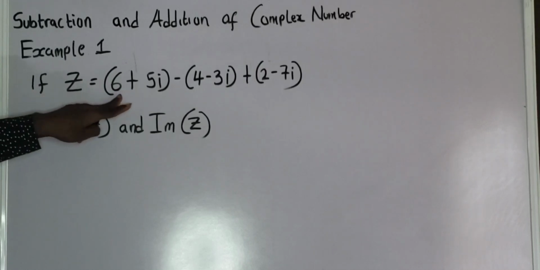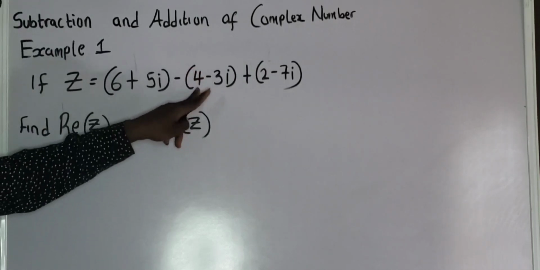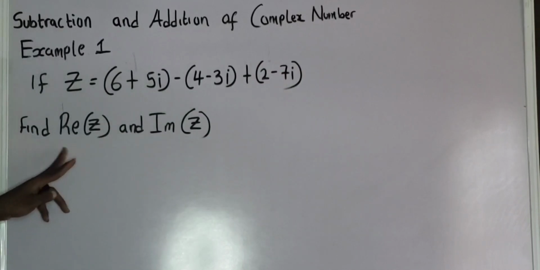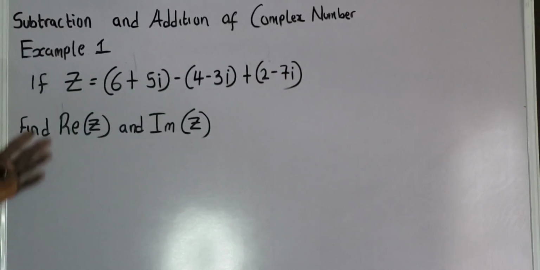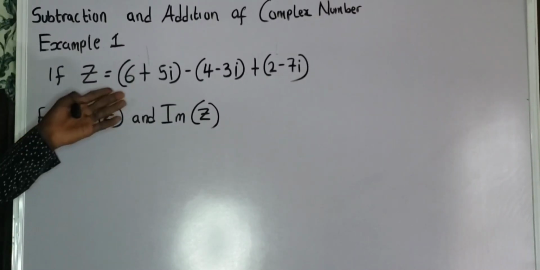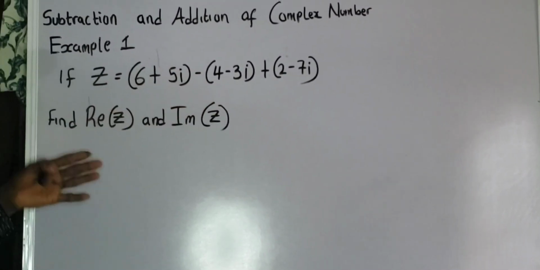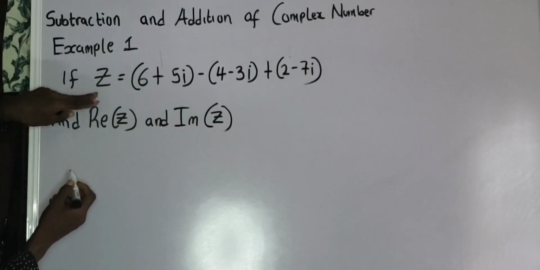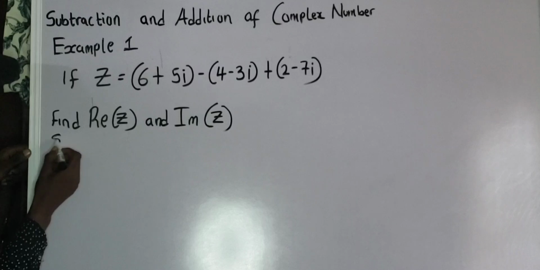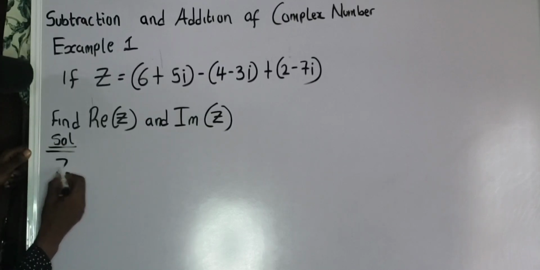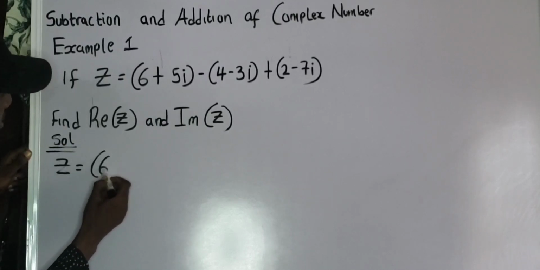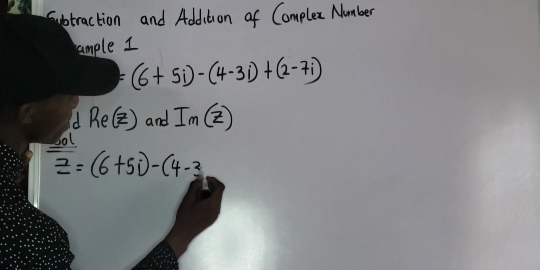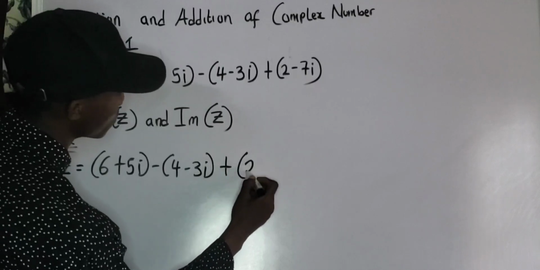Let us evaluate this. If z is equal to 6 plus 5i minus into bracket 4 minus 3i plus into bracket 2 minus 7i, find the real z and the imaginary z. In order to solve this question, we first have to evaluate the value of z. After then, we can now find the real part of z and the imaginary part of z. So let us proceed. Since z is equal to 6 plus 5i minus 4 minus 3i plus into bracket 2 minus 7i.